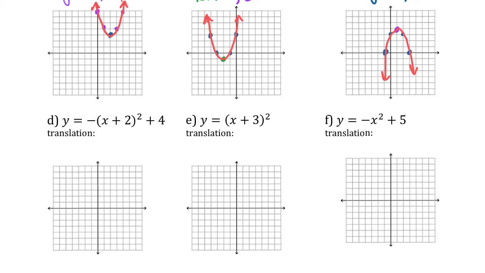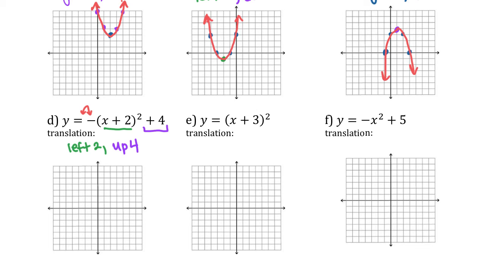Okay, let's look at D. It is quadratic, it has the squared, but I can see there's a negative in the front. The negative is going to make it open down. It's not going to affect anything other than the way it opens. Okay, let me look in the parentheses. Parentheses always show you whether the vertex is going to go left or right. Because it's plus, it will go left 2. The number at the end always tells you up or down. So in this case, it's going to go up 4.